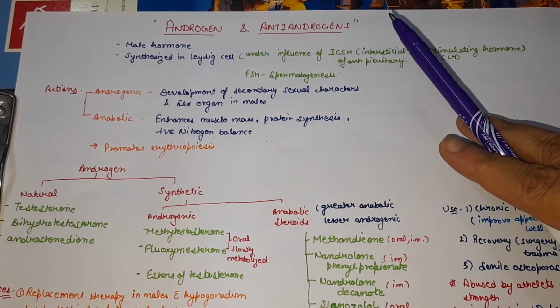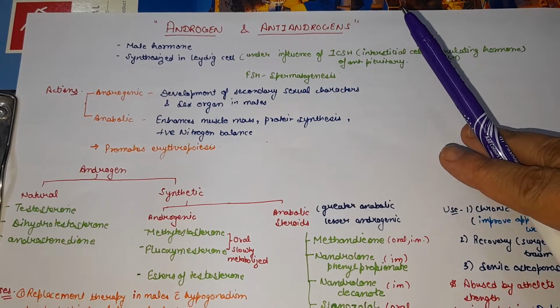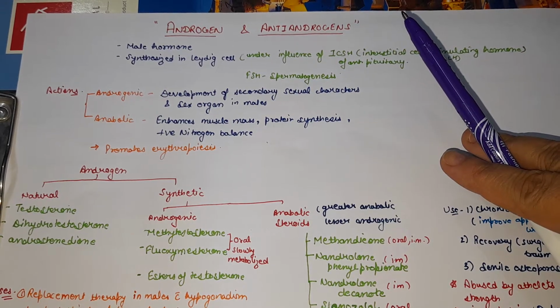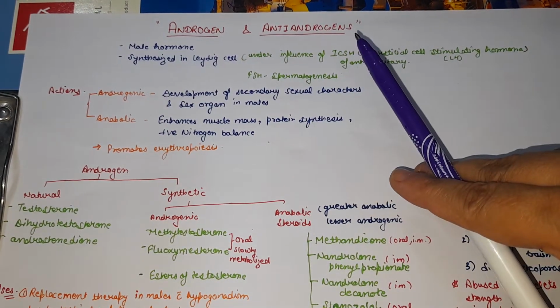In this video, we will study about sex hormones and their antagonists. There are three sex hormones: one is androgen, then estrogen and progesterone. And in this video, we will discuss about androgens and anti-androgens.